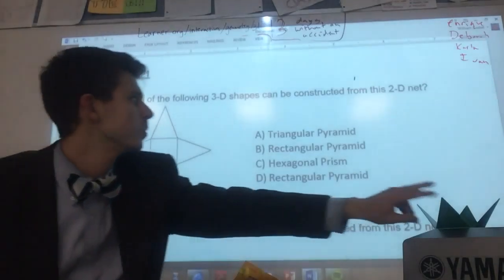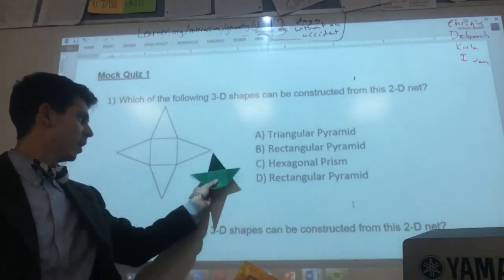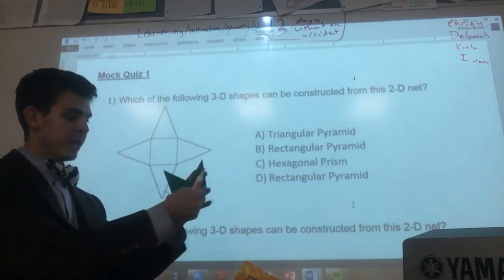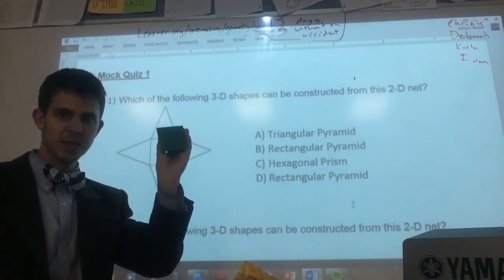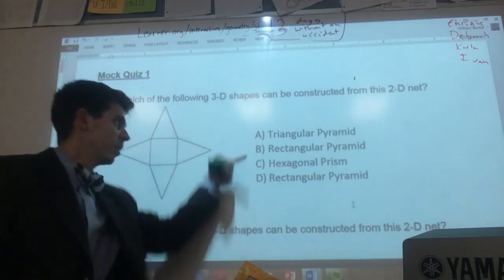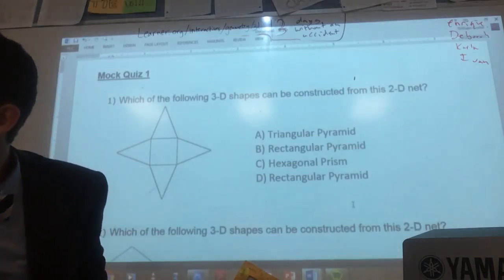Which of the following shapes can be constructed from this 2D net? Well, it looks a whole lot like this shape. It folds up into a pyramid. What type of pyramid? A rectangular pyramid. The answer is B for this one.